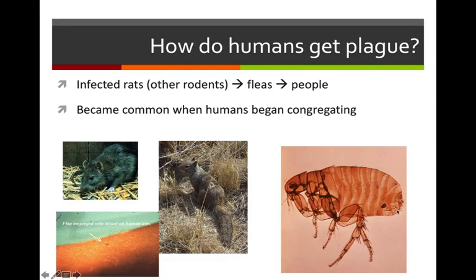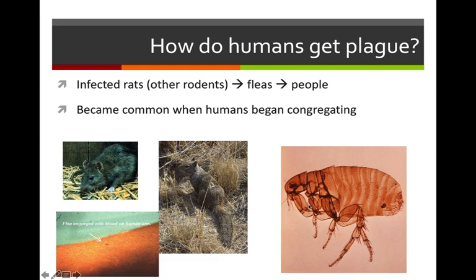How do we as humans get plague? Well, humans get plague when infected rats or other rodents are fed on by fleas. These fleas can then feed on humans and transmit the disease.